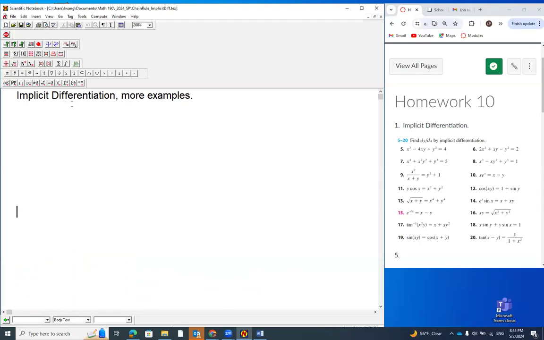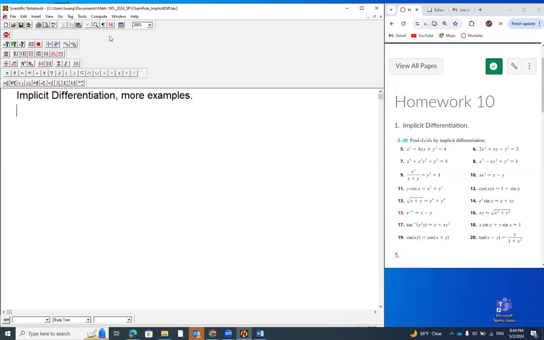Hello, everyone. In this recording, I wish to go over a couple more questions in homework set number 10 on implicit differentiation. Some of the questions include number 15, number 17, and 19. I will try to keep the whole time within 30 minutes. Otherwise, if we have more time, I will go over one of these, 13 or 11. Okay, so let's start with number 15.